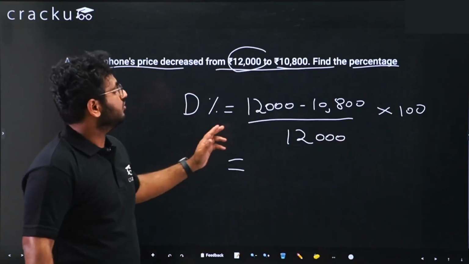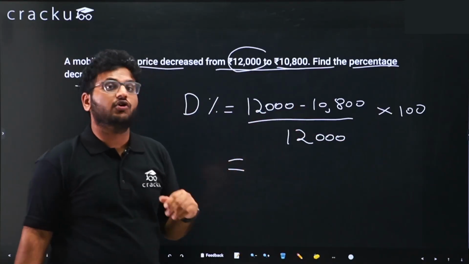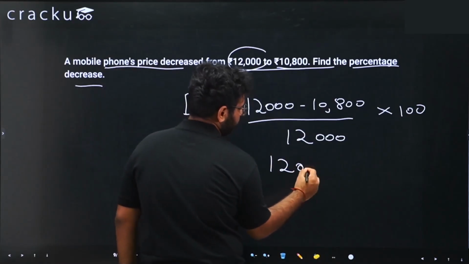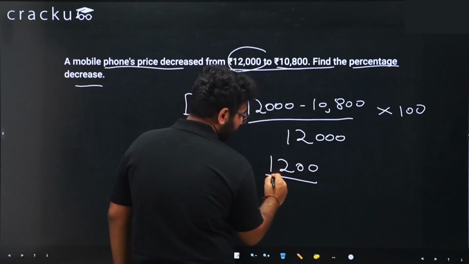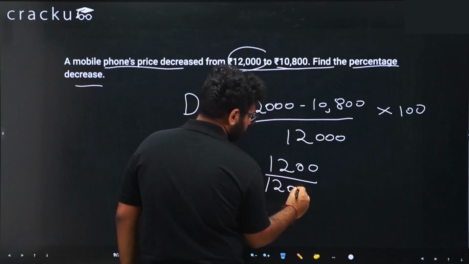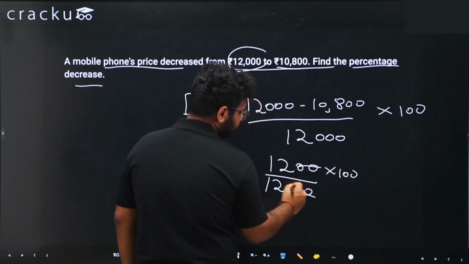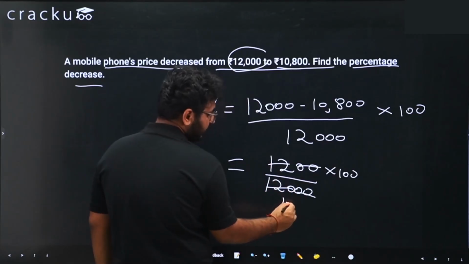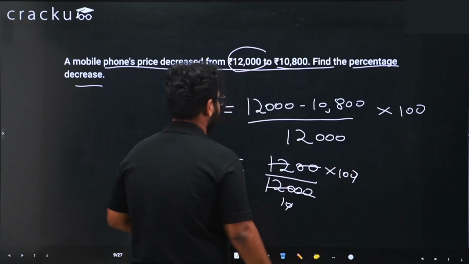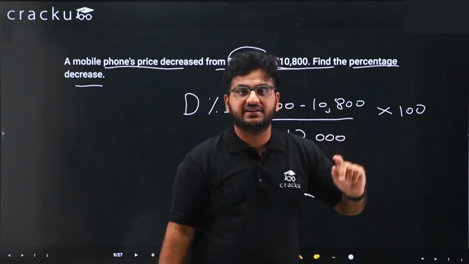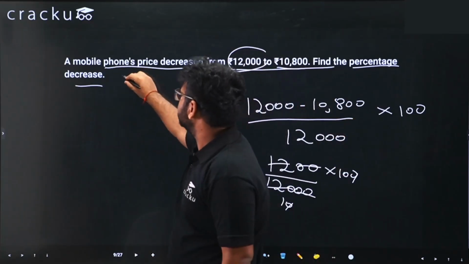into 100. So 12,000 minus 10,800 is 1,200, divided by 12,000 into 100. So 0 gets cancelled out. 12 into 10 is 120. 10 into 10 is 100. So the decrease percentage from 12,000 to 10,800 is equal to 10%.